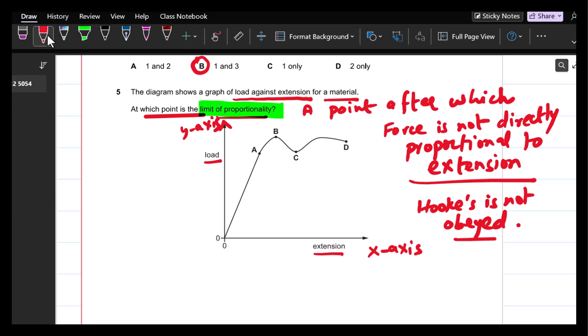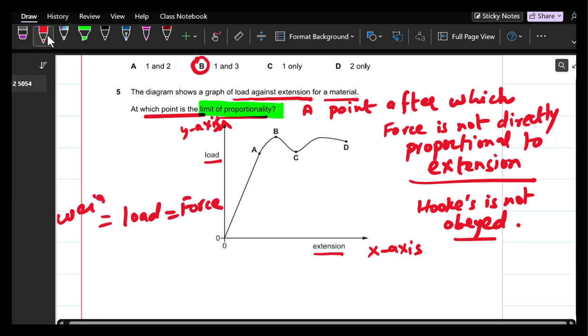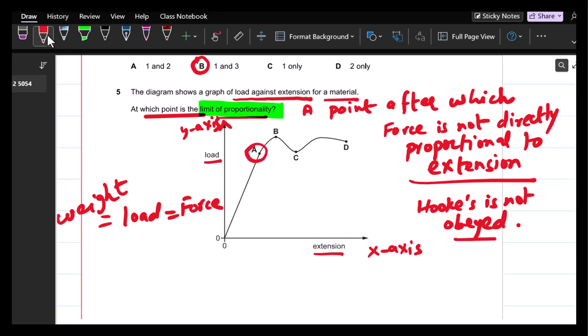So बेटा हमने यहाँ पर बताना है कि ये ग्राफ कहाँ तक limit of proportionality को reach कर रहा है. तो ये linear है. Force is directly proportional. Load is force, remember this. Weight is force. So it's A option because it is linear till this point. It is directly proportional to extension. A is the correct option.